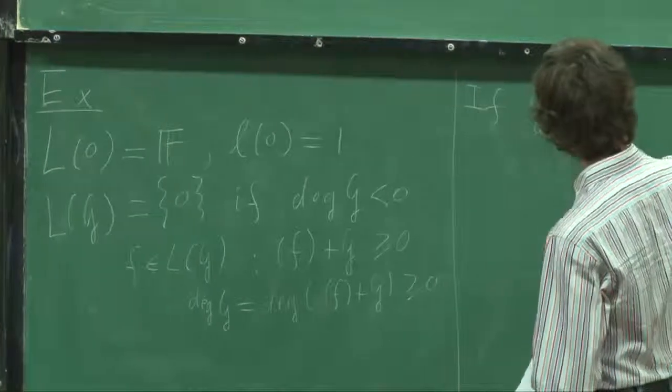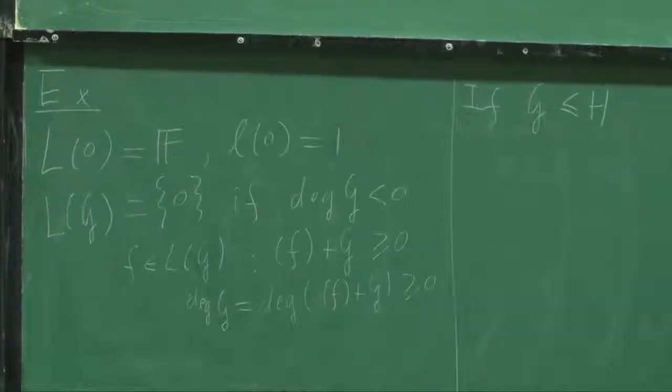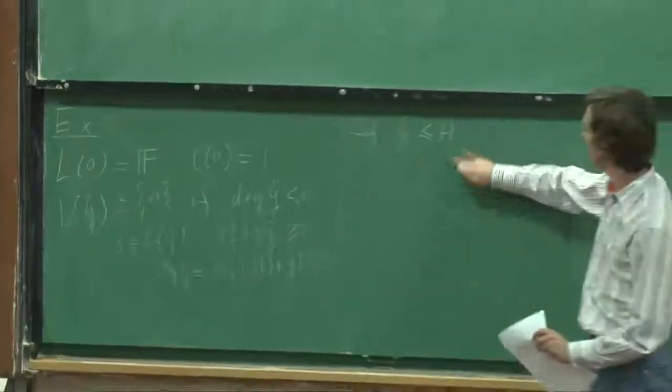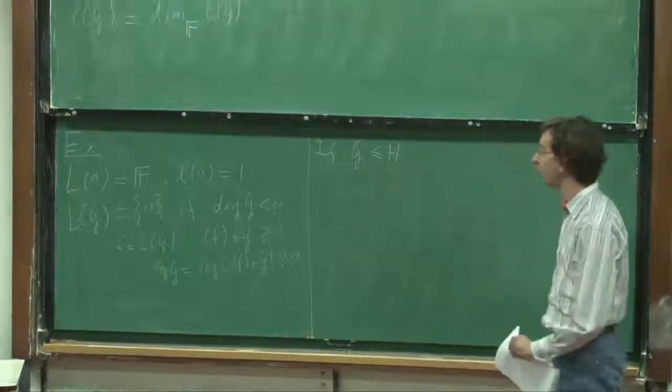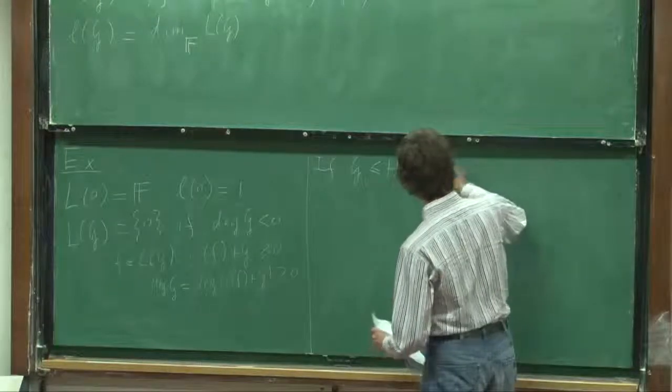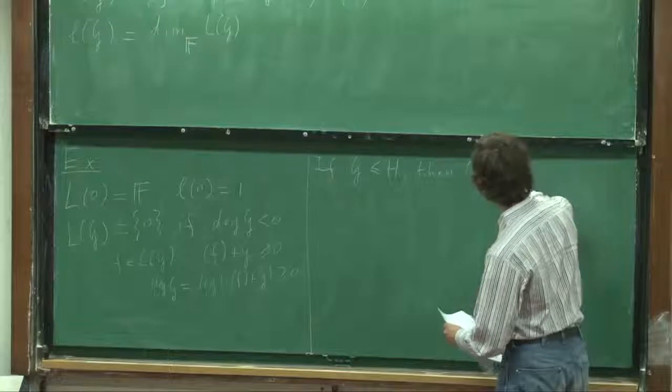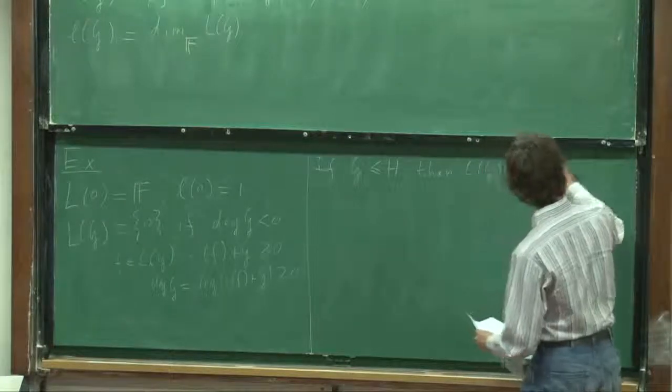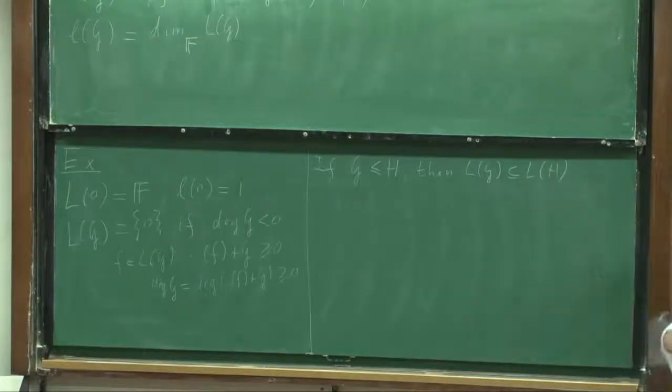Another property that we are going to use, not today, but when I talk about decoding, is that if we have this partial ordering on divisors, then the L space of one is included in the other. It's immediate from the definition.